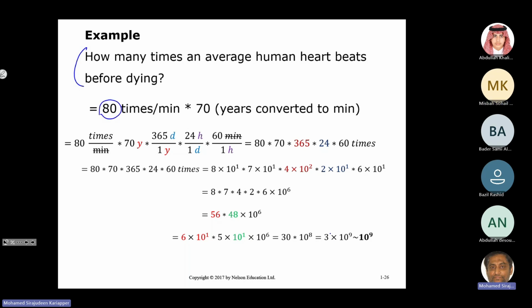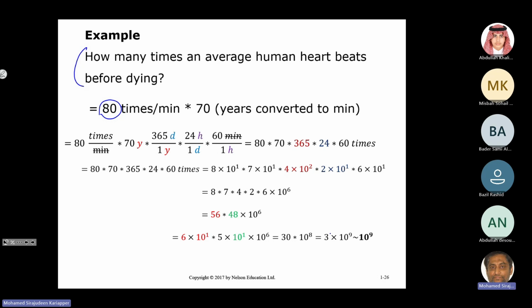Even if somebody else took 70, somebody else took 90, at the end you will arrive at the same order. We will see. So let me take 80 because that's what I have taken. Sometimes when you do exercise, of course, your heart rate goes up, but on average, something like 80, 90.